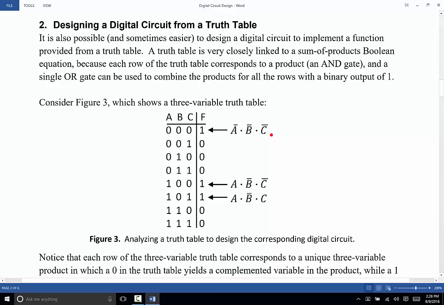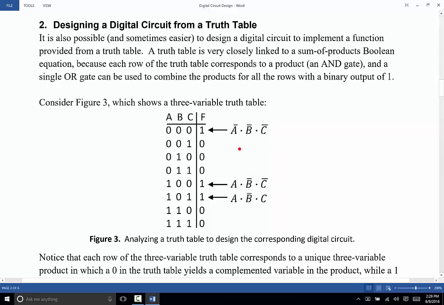So anywhere that there's a 0 for the variable, you put a bar over the variable. And here you can see 1, 0, 0. Well, then the A is a 1, therefore it doesn't get a bar, but B and C are both 0, so they do get bars. Here it's 1, 0, 1, so it's A and not B and C. So you can write a product expression for each row that contains a 1 in the truth table. So notice that those products are the 3 rows where the output should contain a 1.